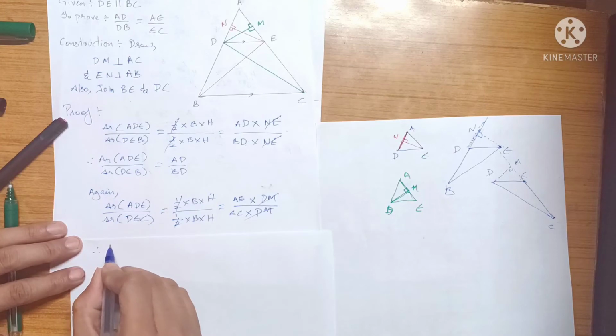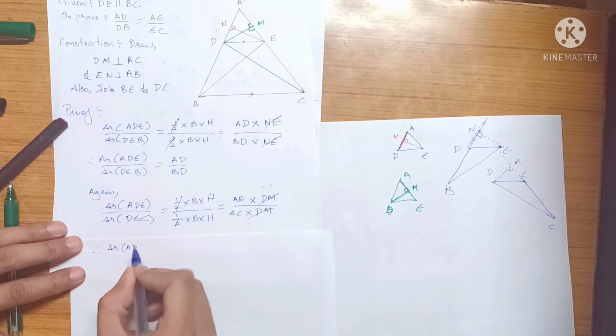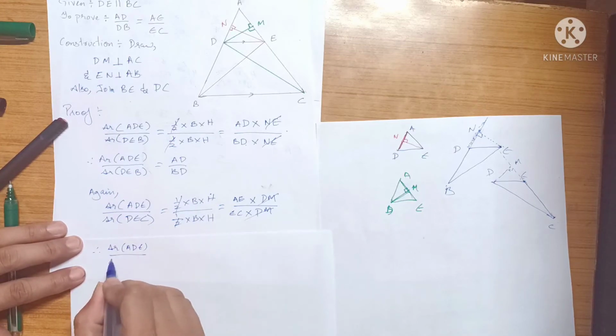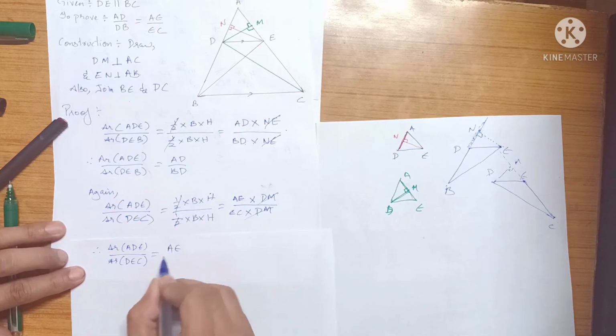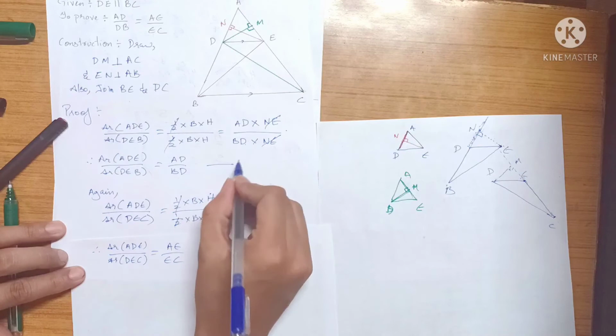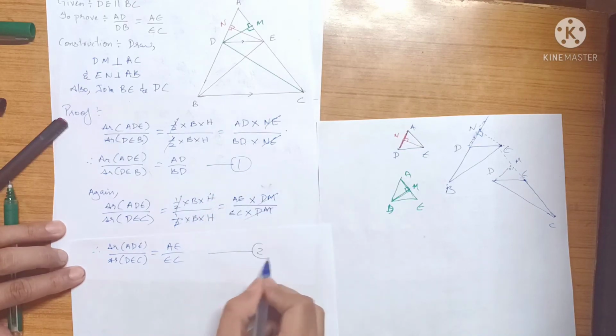Therefore, area of ADE by area of DEC equal to AE by EC. This will be your equation 1. This will be your equation 2.